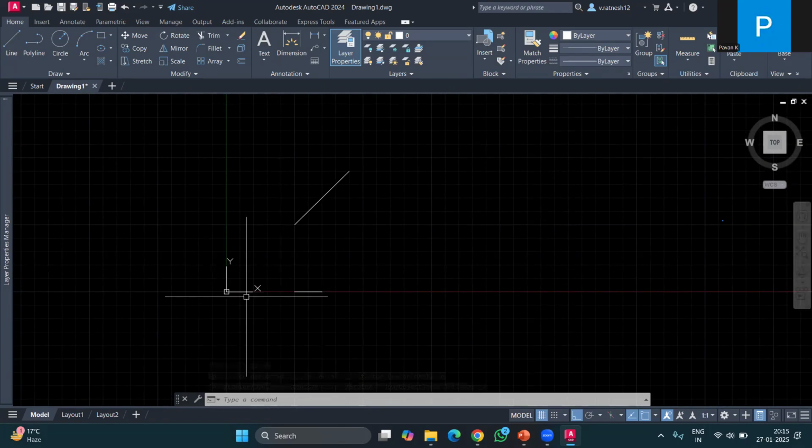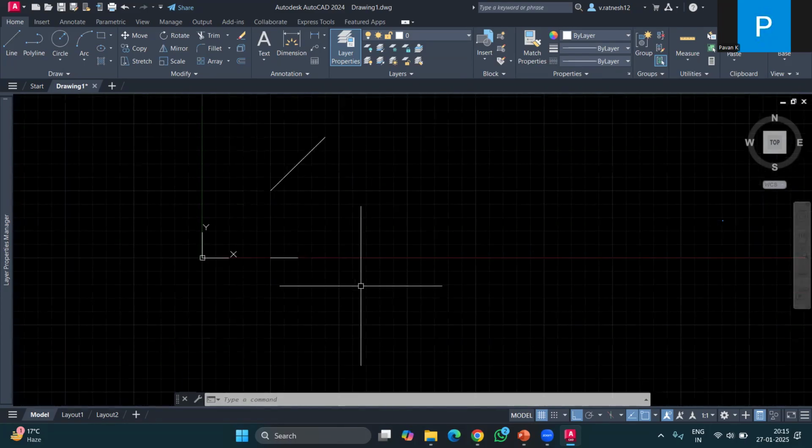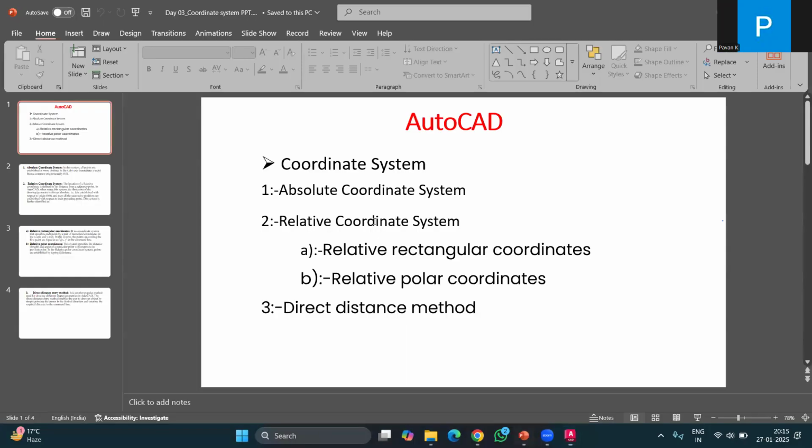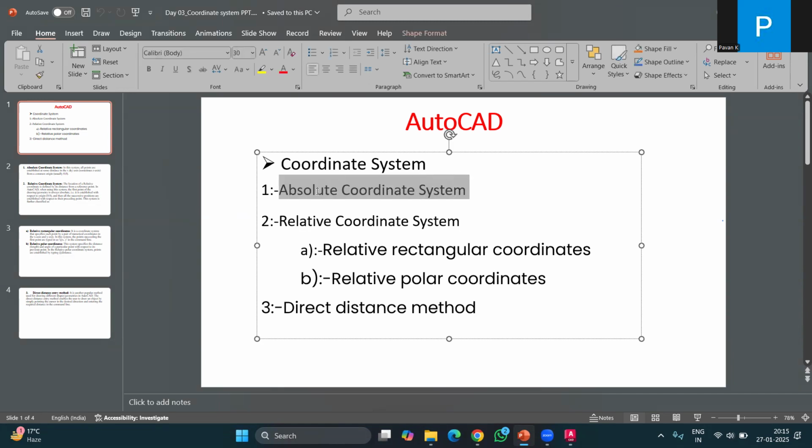Okay, we will go to the next one. This one is the relative coordinate system. The first one you understood. If anyone has any doubt, you can ask me; otherwise we are proceeding. If anyone has any doubt, you can ask me in the end. No issue. Okay, so the second one is the relative coordinate system.